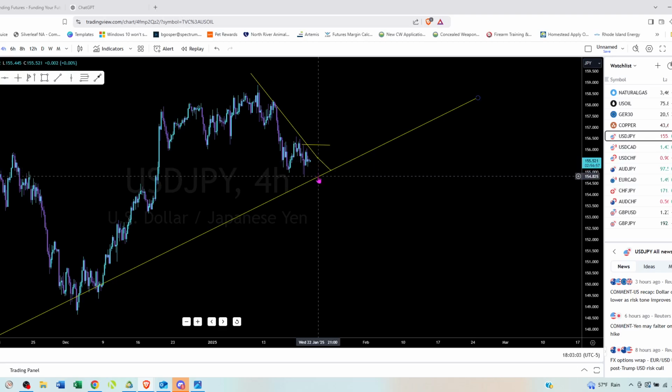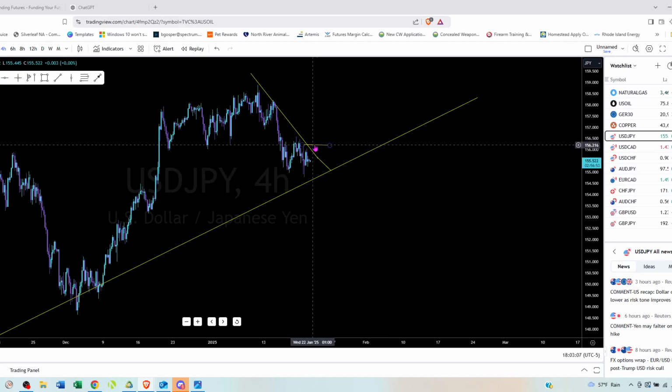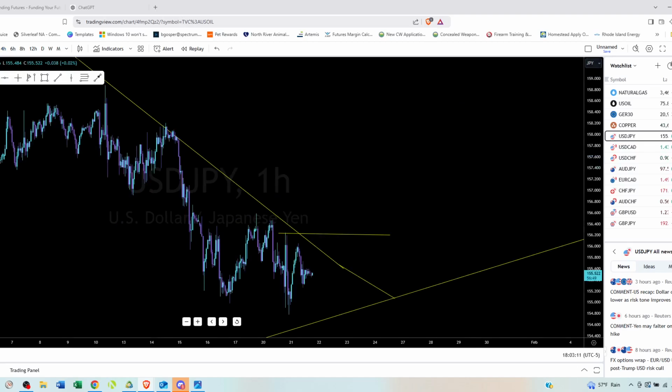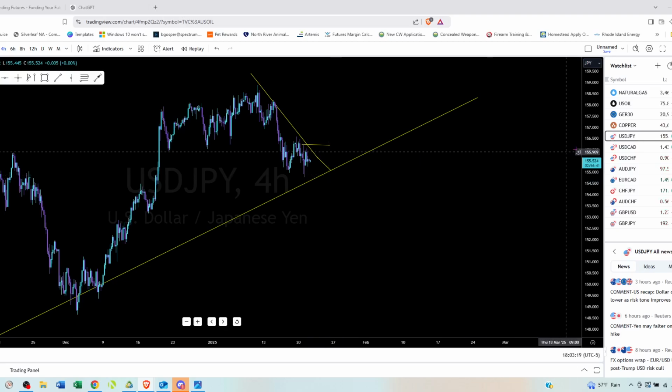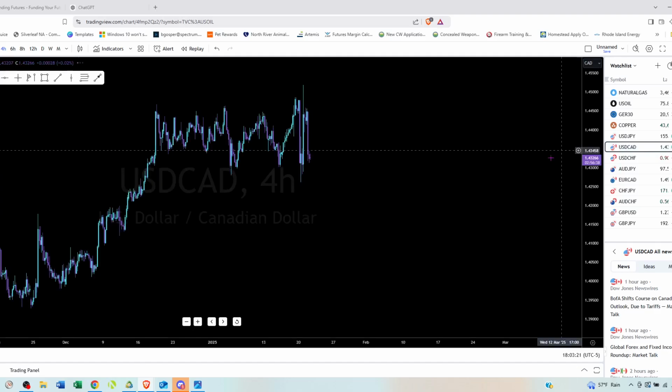We haven't technically touched it yet, but I have this little line right here, which is kind of like a structure area on a shorter time frame that I'll be watching to see if we get another bounce, or if we're going to take out this trend line. So no trade on this right now.